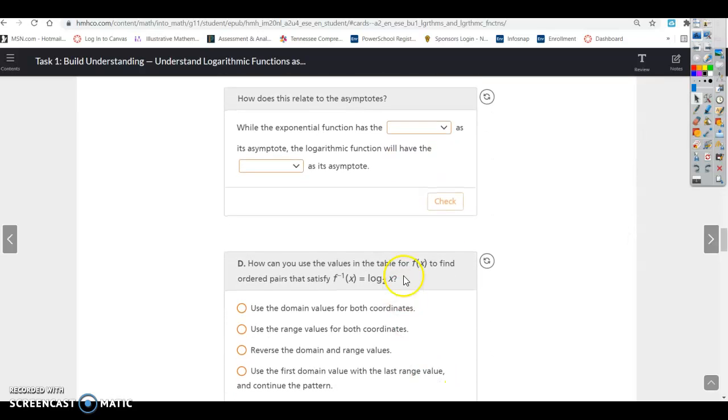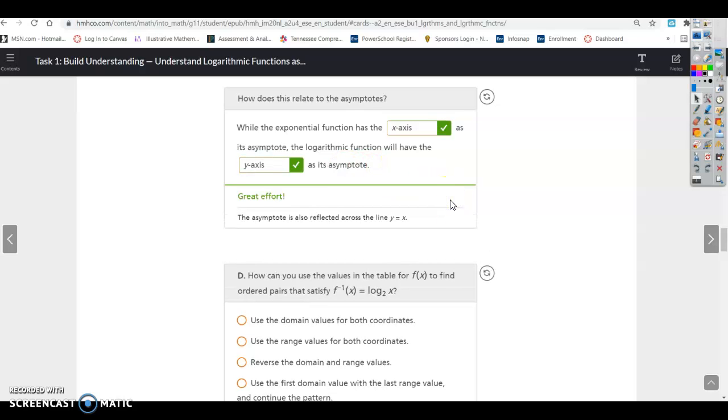How does this relate to the asymptotes? While the exponential function has blank as an asymptote, the log function. Okay, so remember the exponential function, it grows exponentially like this, and it has an asymptote on the x-axis. Well, the logarithmic function, being the inverse, is going to have an asymptote at the y-axis.